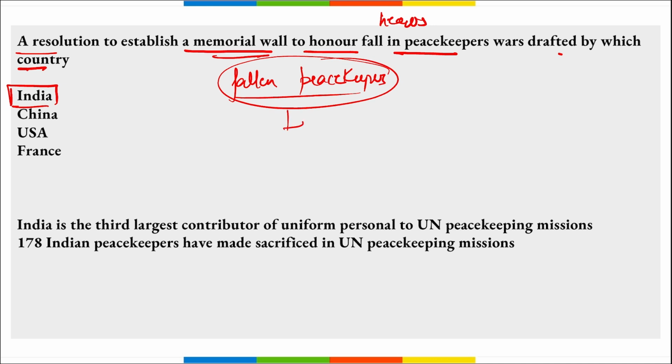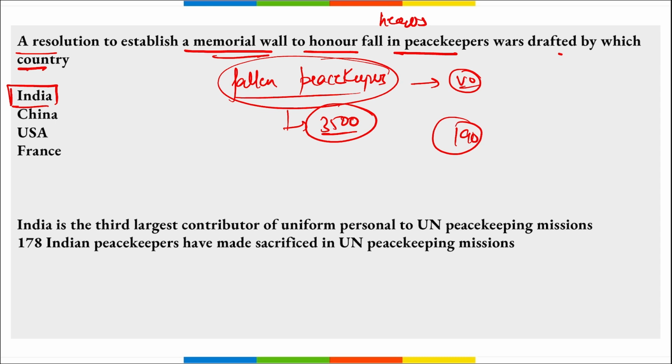This wall will honor 3,500 peacekeepers who lost their life in different missions of conflict areas across the globe, right? And the amount of money that will be required for this will be funded voluntarily by various countries. It was adopted by consensus and the resolution was co-sponsored by 190 member nations out of 193 member nations. Correct?